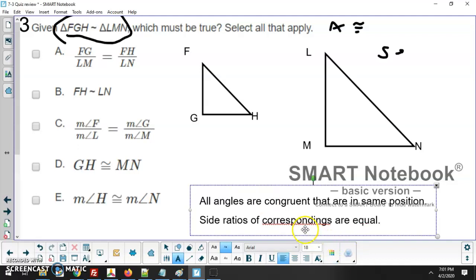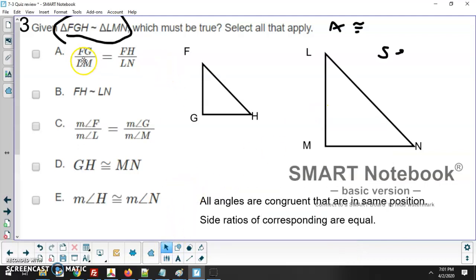So let's actually see this here. FG to LM is equal to FH to LN. You have to check all the things that are true. And yes, these are sides that would match up, and so those ratios would have to be true. Letter B, FH is similar to LN. This one's a little tricky. In similar figures, the parts themselves are not similar. Parts can be congruent. Parts cannot be similar. So that doesn't work.